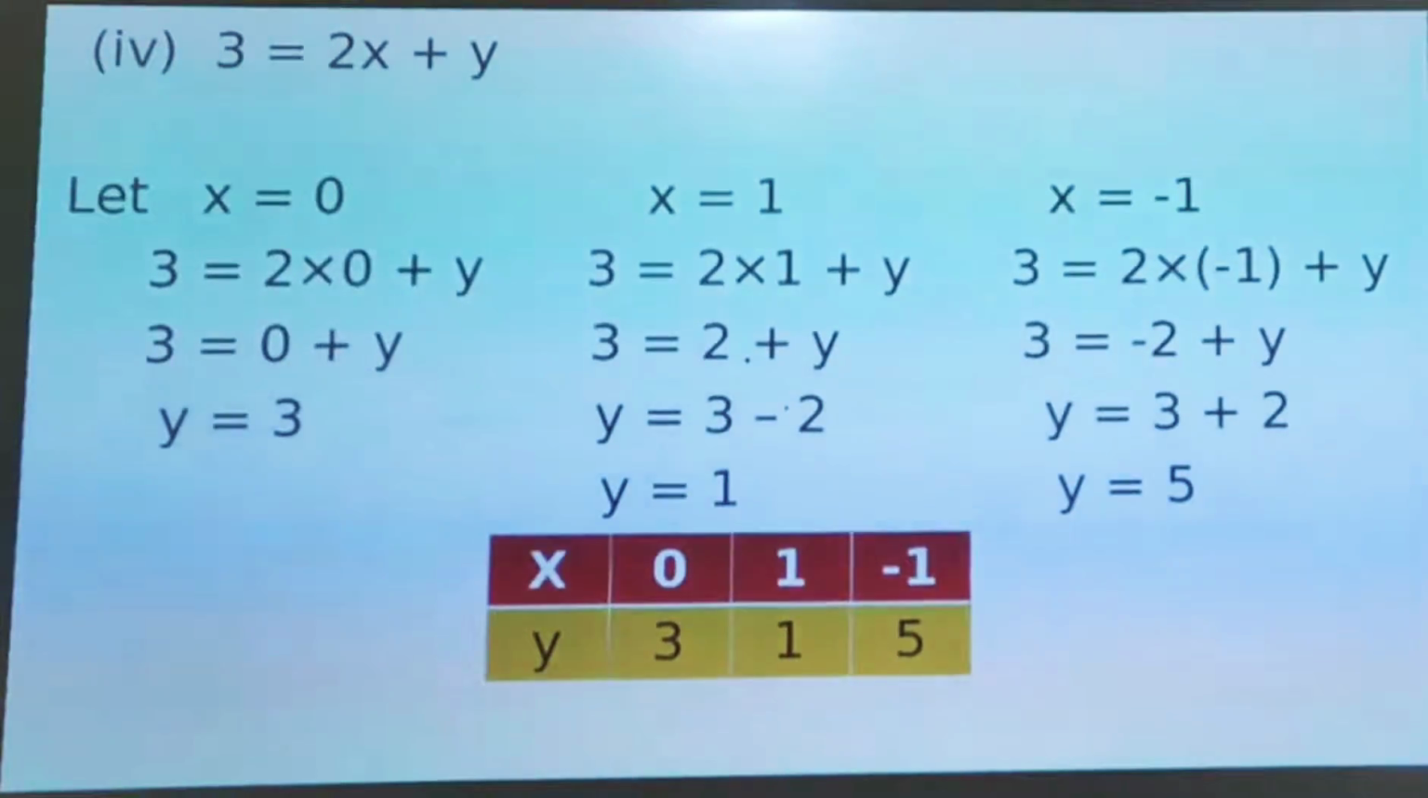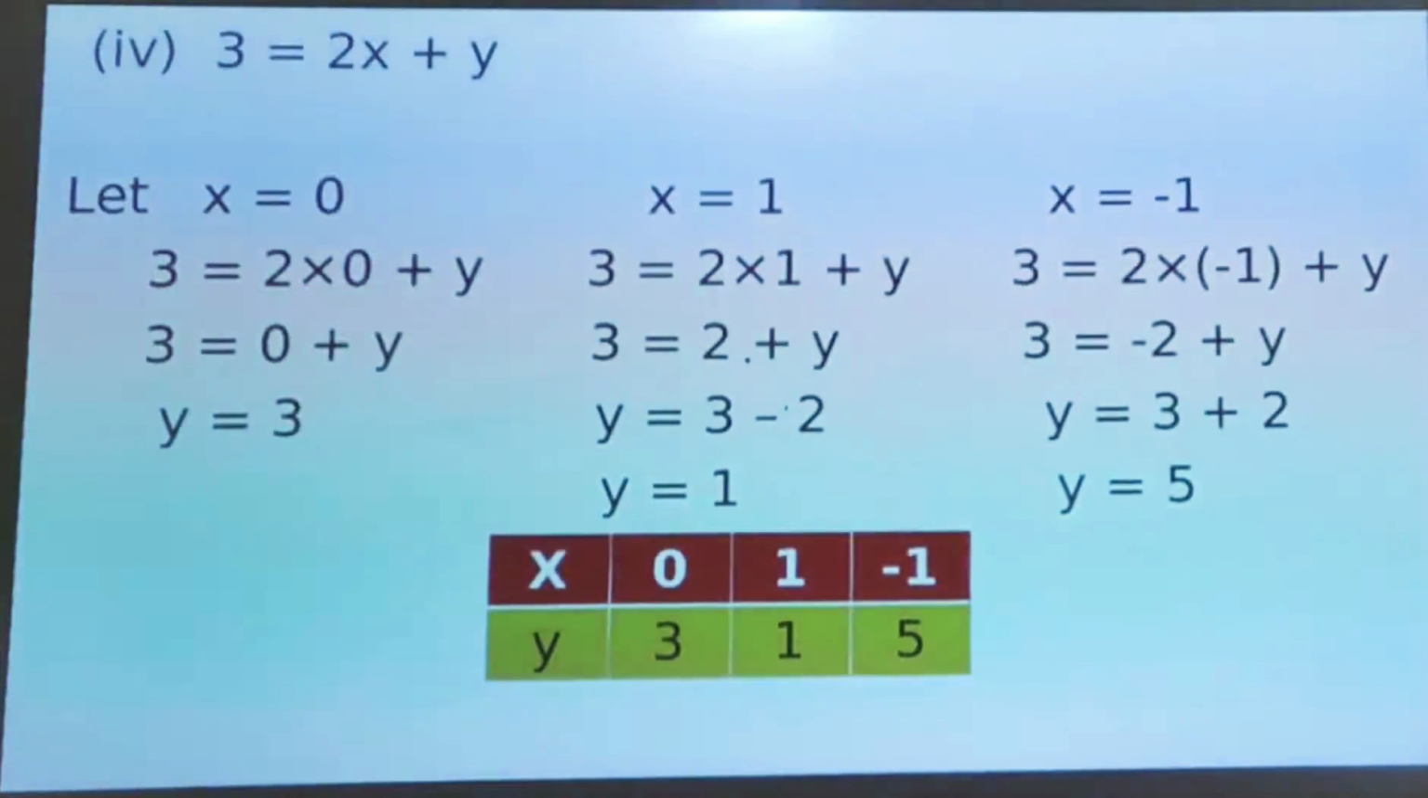Then we take x as minus 1 and insert the value of x as minus 1 in the given linear equation. We get 3 equal to 2 into minus 1 plus y. That is 3 equal to minus 2 plus y. That is y equal to 3 plus 2. So we get y as 5. Now, again writing the given pairs of solutions in a box, it is shown below that when x is 0, y is 3. When x is 1, y is 1. And when x is minus 1, y is 5.